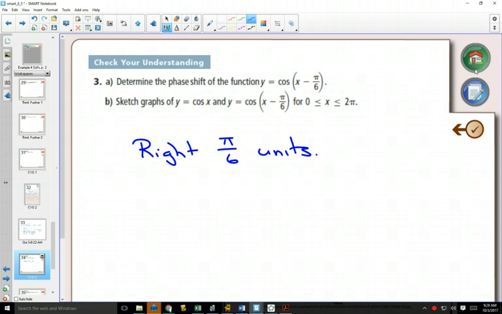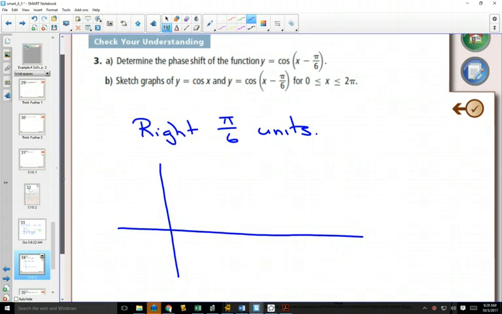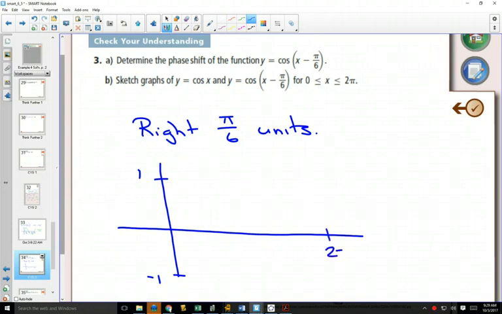Now, as far as graphing this, if you were asked to graph y equals cos of x minus pi over 6, what they're asking is part B, which is what you're going to do. What I would recommend is we first draw something without the shift. So in this case, I'm going to draw cos. What does cos look like? It has a maximum of 1, a minimum of -1. The period of cos, 2 pi, divided into 4 equal sections.